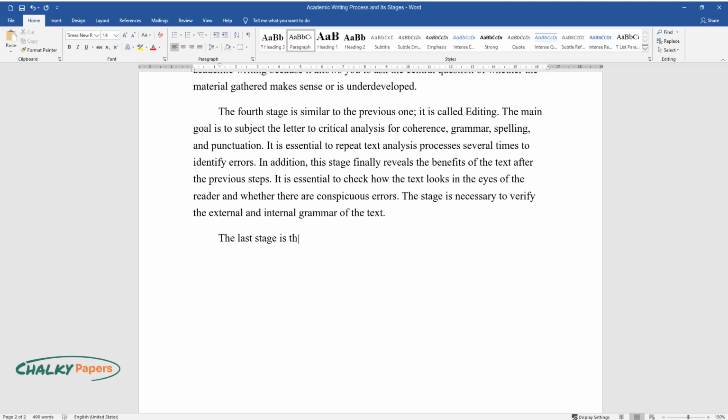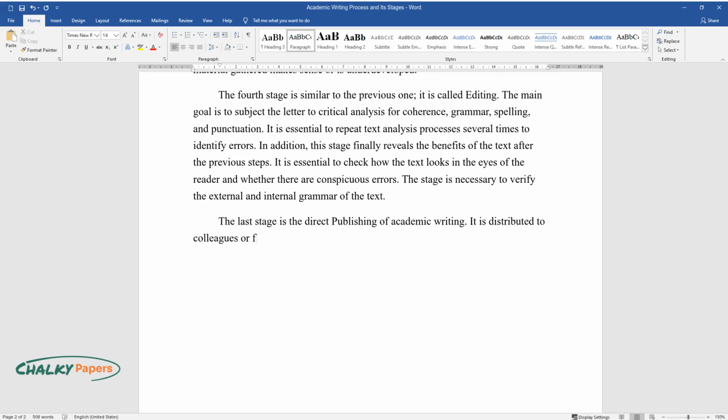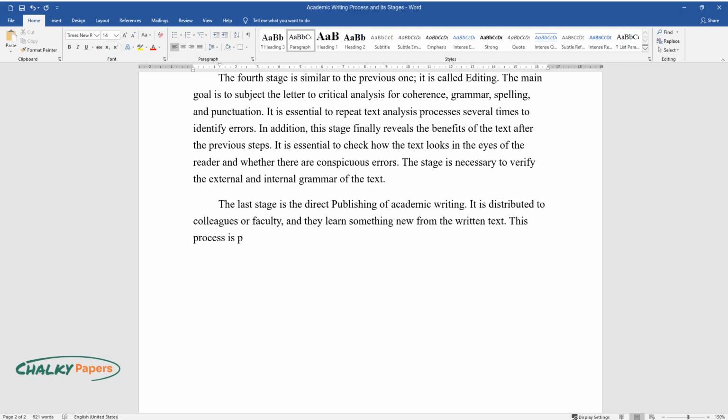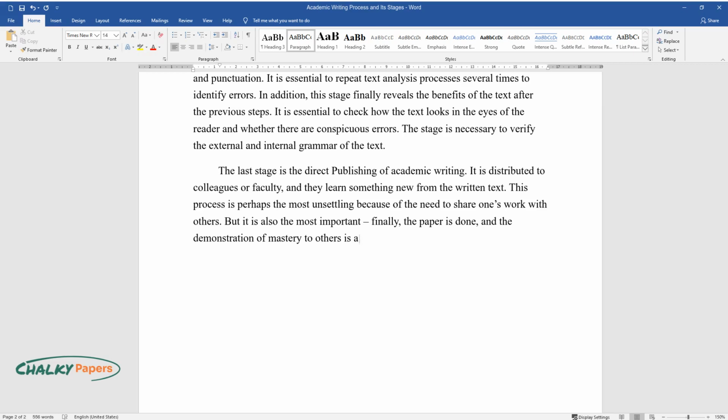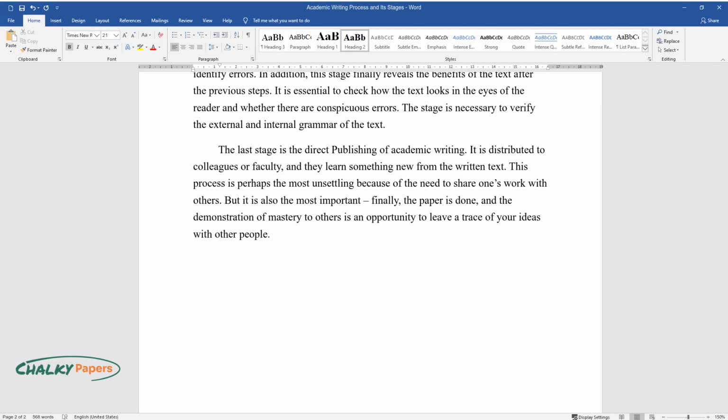The last stage is the direct publishing of academic writing. It is distributed to colleagues or faculty, and they learn something new from the written text. This process is perhaps the most unsettling because of the need to share one's work with others. But it is also the most important. Finally, the paper is done, and the demonstration of mastery to others is an opportunity to leave a trace of your ideas with other people.